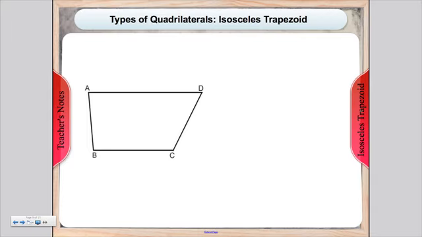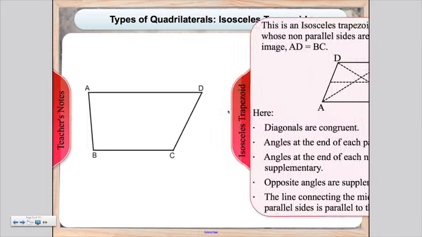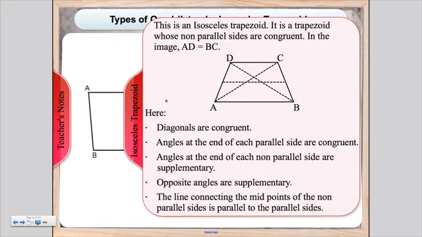Here's an isosceles trapezoid. Complete the notes along with the diagram. Unpause the video when you're done.